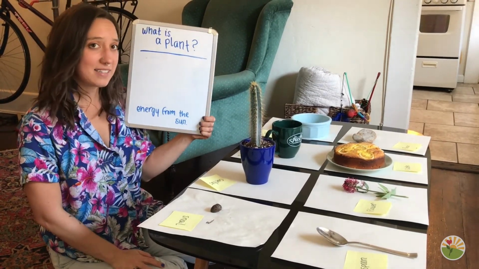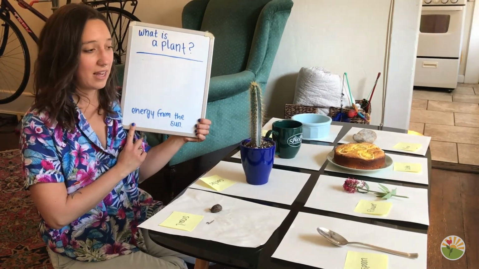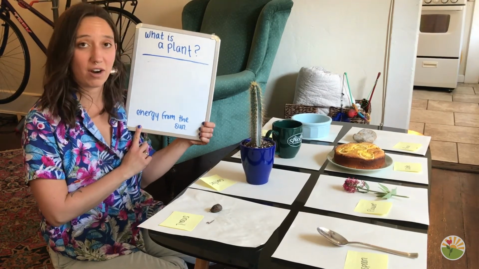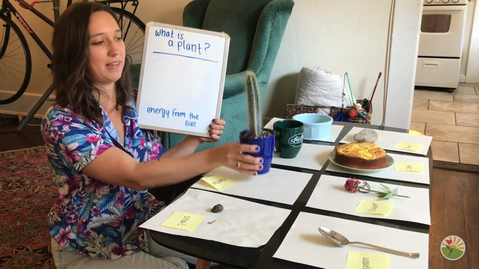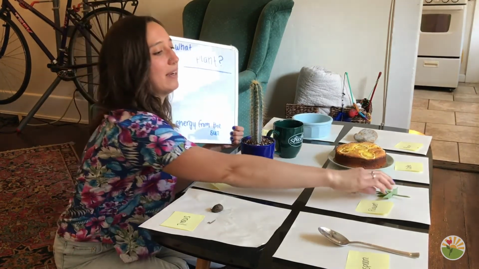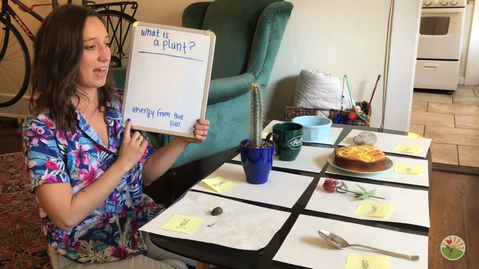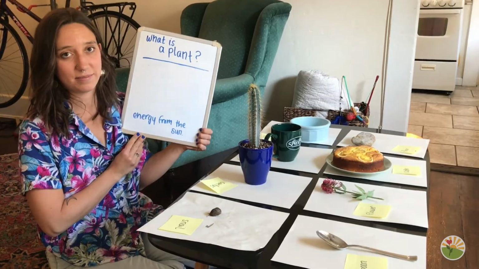Okay, last thing on our list, gets its energy from the sun. Looking at all the items on the table, the only things on here that get their energy from the sun are the plants. So that would be the cactus, and that would be the flower. So that's how we know that plants are unique, because they get their energy from the sun.